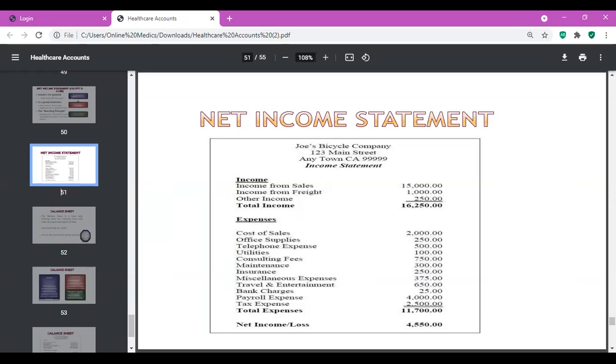Miss Blagrove. Miss Blagrove here. Yes, Dr. Tracy. Is that true, that for healthcare, it's probably one of the easier entities to create an income statement for compared to other entities? Would you say that's true?